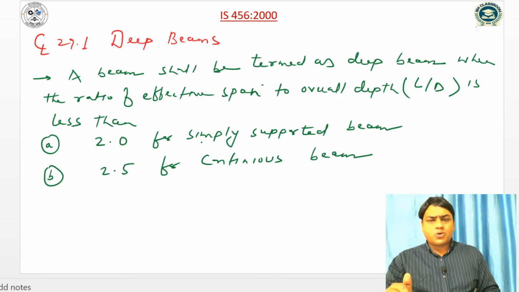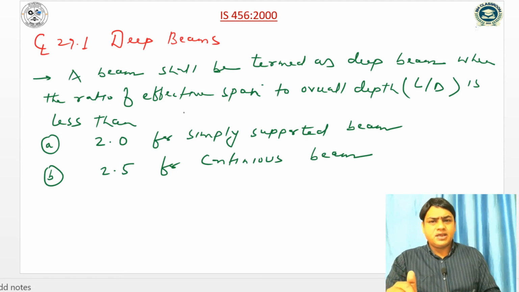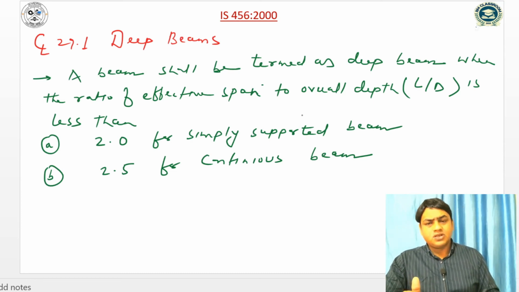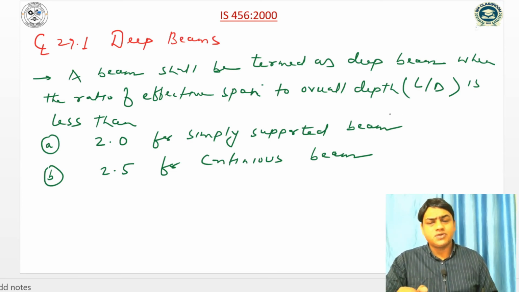The code also suggests something about the deep beam. So what is a deep beam? The code says that a beam shall be termed a deep beam when the ratio of effective span to overall depth is less than 2 for a simply supported beam and 2.5 for a continuous beam. So when the ratio of effective span to overall depth is less than 2, for a simply supported beam, then it will be a deep beam, and in case of a continuous beam the ratio should be less than 2.5.